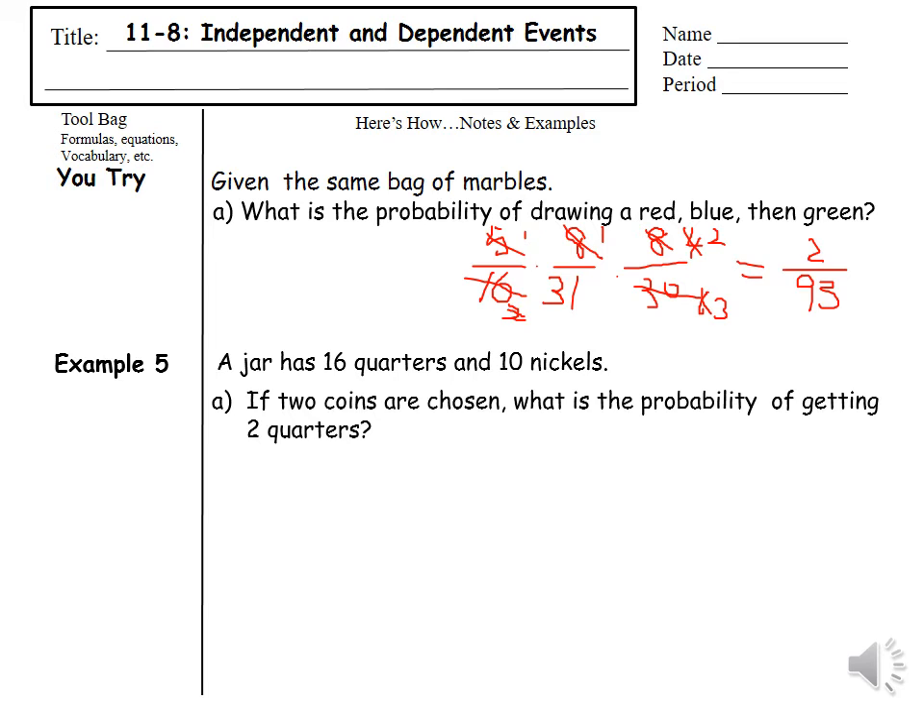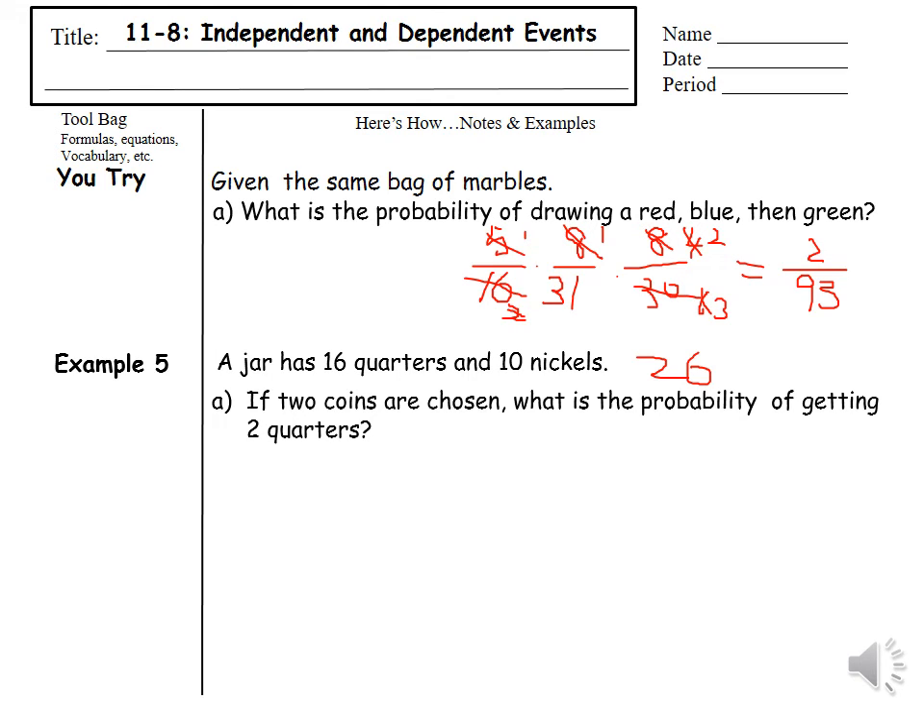So, last question. This time we're talking about coins. A jar has 16 quarters and 10 nickels. We only have 2 different types of coin, and the total number is 26. If 2 coins are chosen, what is the probability of getting 2 quarters? It's a similar question, so you can do it by yourself first, then watch my answer.